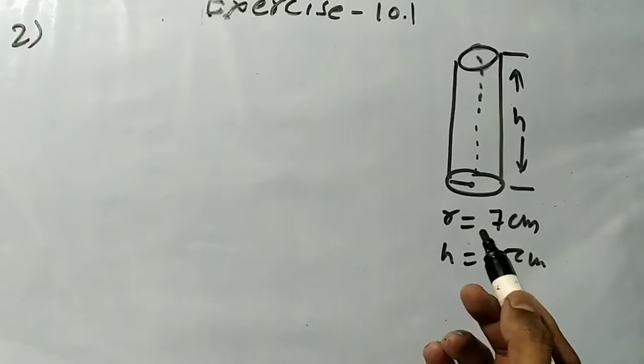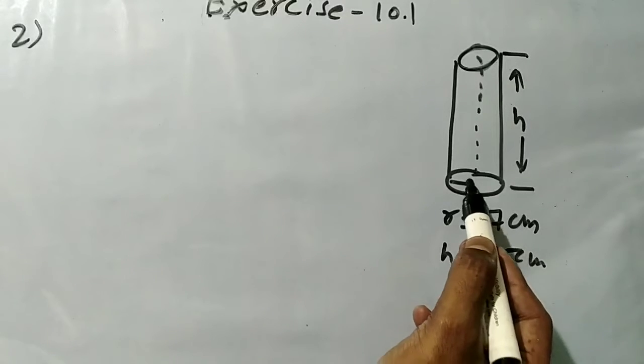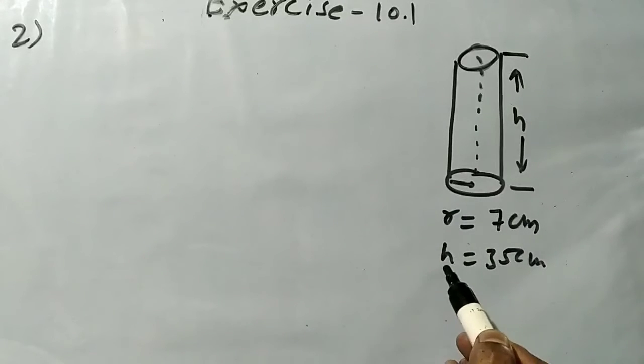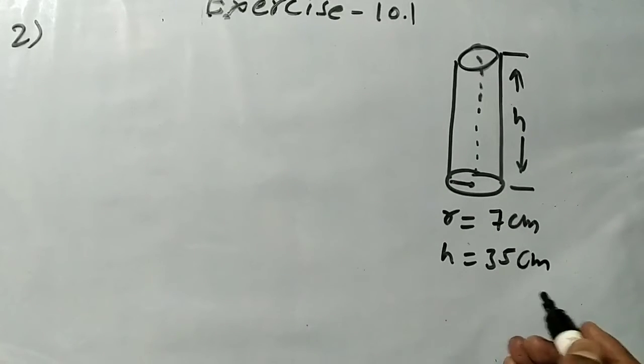So this is the diagram we got from the given data of the question. R is the radius of the cylinder, R centimeters. H is the height of the cylinder, that is 35 centimeters.